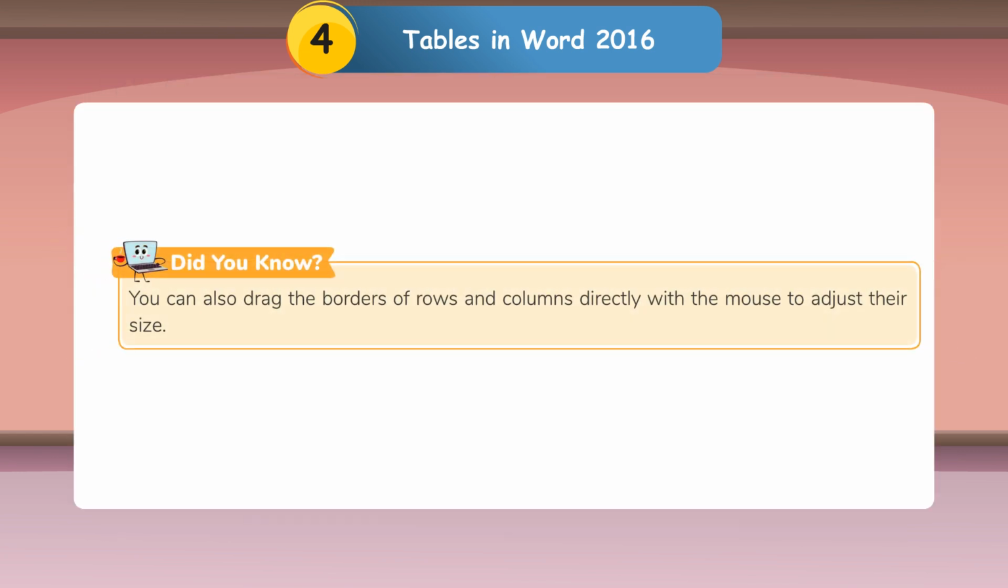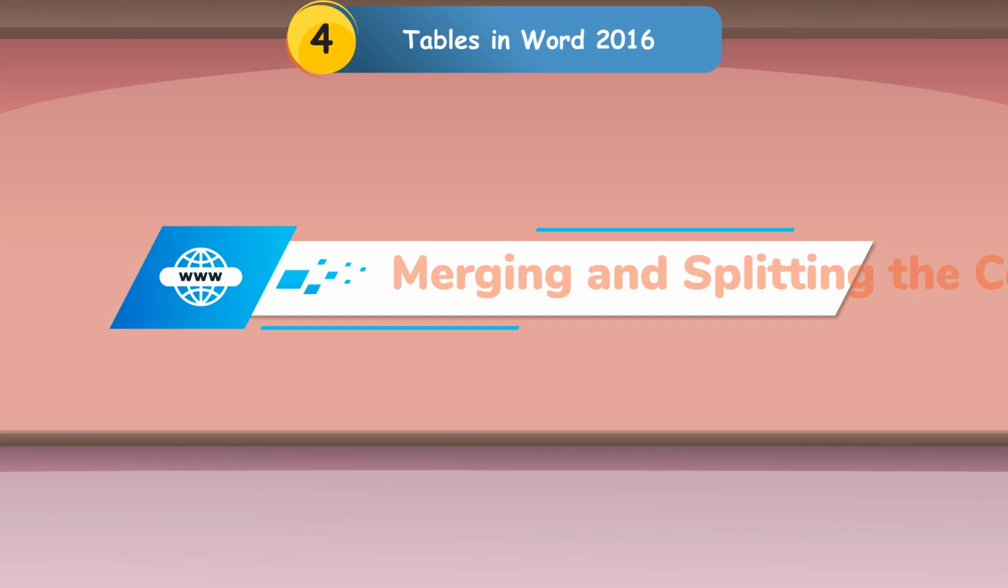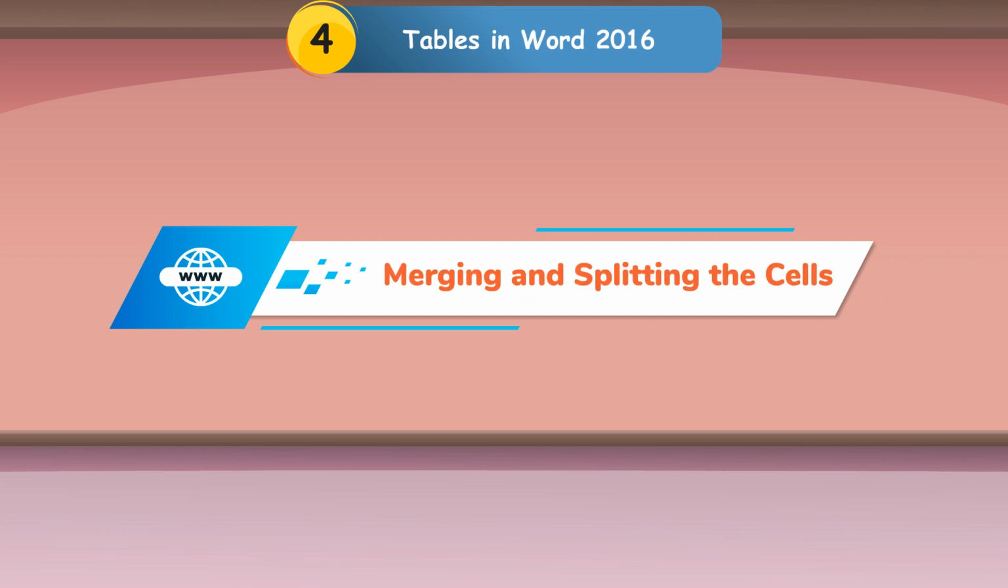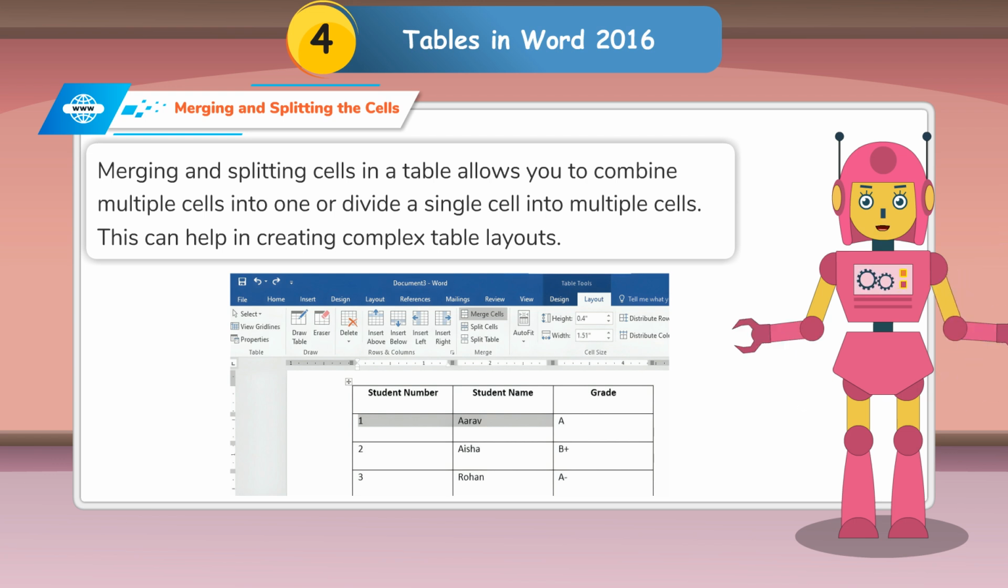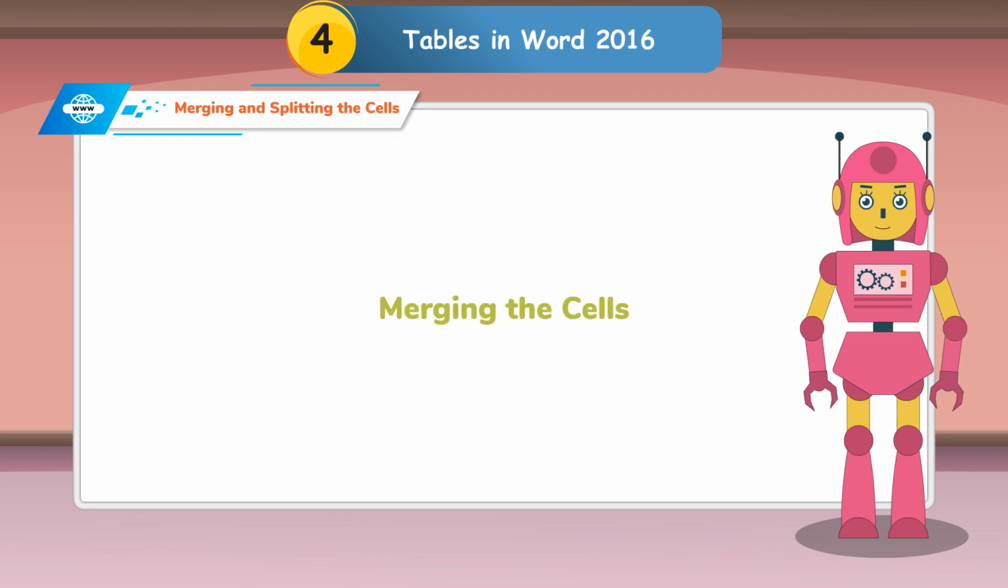Did you know? You can also drag the borders of rows and columns directly with the mouse to adjust their size. Merging and splitting the cells. Merging and splitting cells in a table allows you to combine multiple cells into one or divide a single cell into multiple cells. This can help in creating complex table layouts.